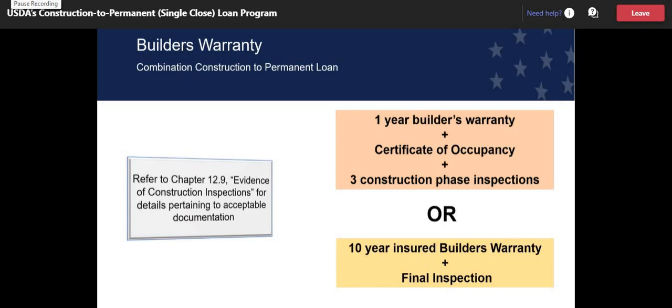Okay. And if you don't get any of those, then you can get by with a final inspection only if the builder has enrolled that house into a 10-year warranty program. So it's kind of a trade-off. Either the house has been inspected with a 1-year builder's warranty, or if no acceptable inspections, then you have a 10-year warranty on that house, on that structure.